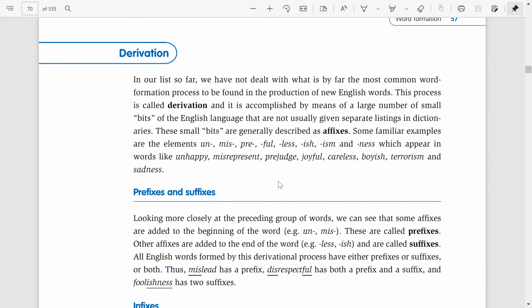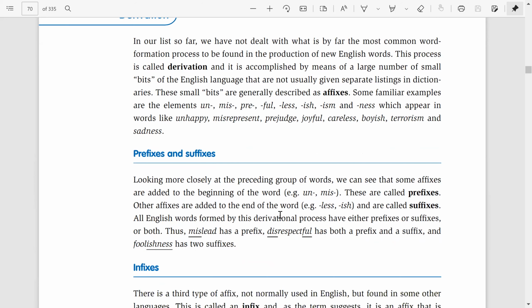The affixes which we add to the beginning of the word are prefixes, and the affixes which we attach to the end of the word are known as suffixes. For example, un, mis, pre, etc. They are prefixes, and like full, less, ish, ism, ness, they are suffixes. Here are some more examples of prefixes and suffixes.